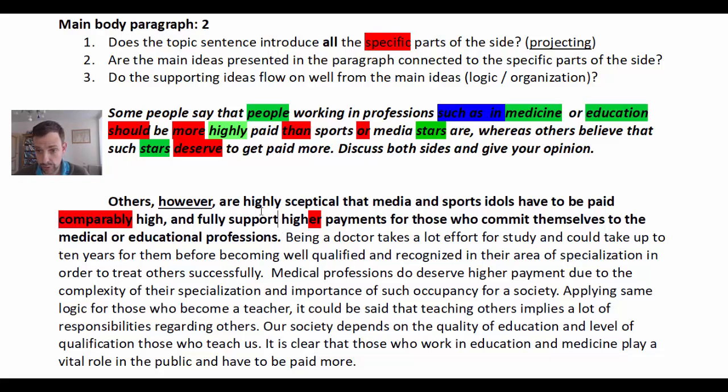Okay, so it does seem to introduce everything. Medicine education, more highly paid than sports and media. It projects. Others are highly skeptical that. Does it use different words, which isn't in the three questions there, but it does use different words there.